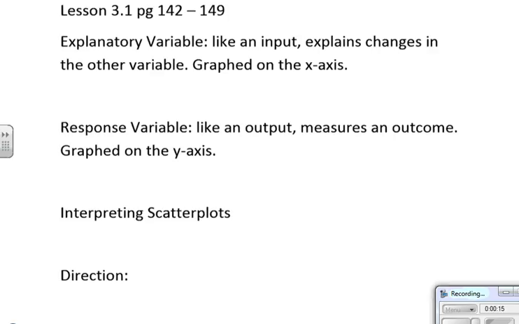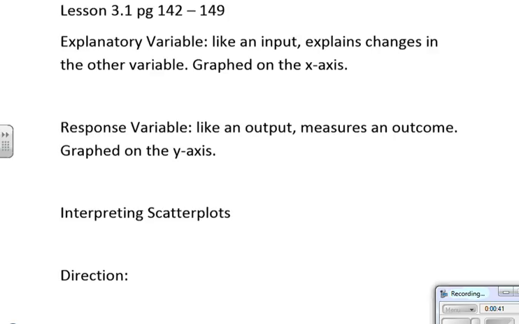Okay, first thing that you need to get down is the difference between explanatory variables and response variables. From algebra and pre-calc, you guys are used to thinking about those as inputs and outputs. Okay, explanatory variables are like an input. It explains the change in the other variable. Like the inputs, it will always be graphed on the x-axis.